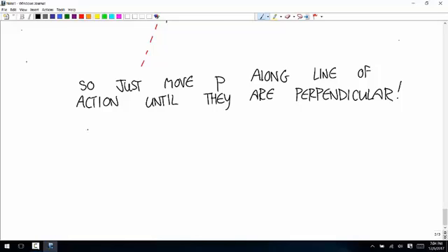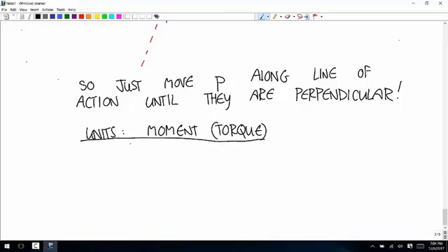The units for moment or torque are a force times a length. You can see that just from the definition of what a torque is. You take a force and you multiply it by a distance. And so the SI units are newtons times meters.